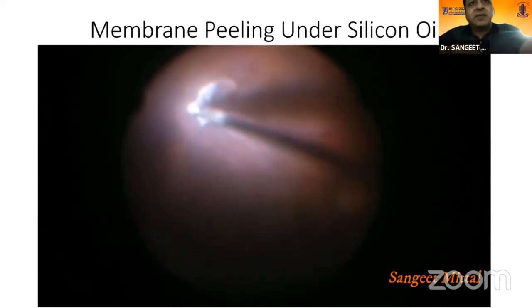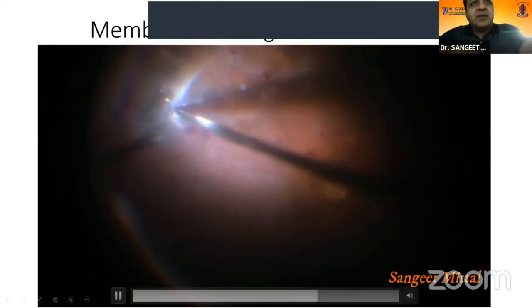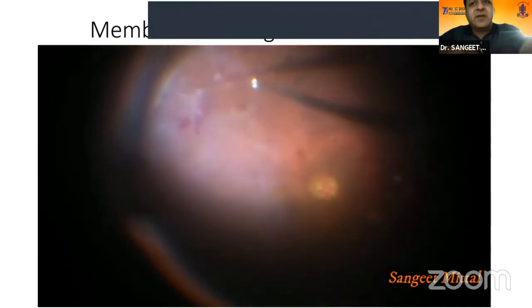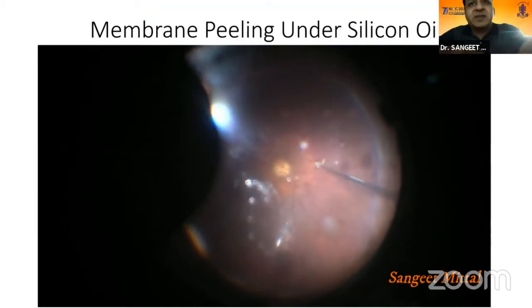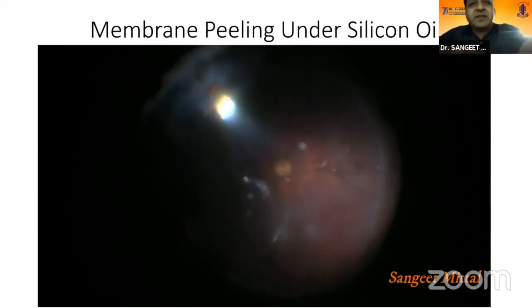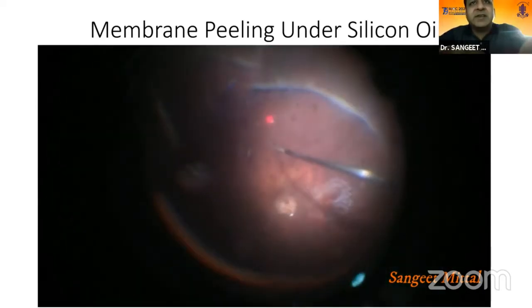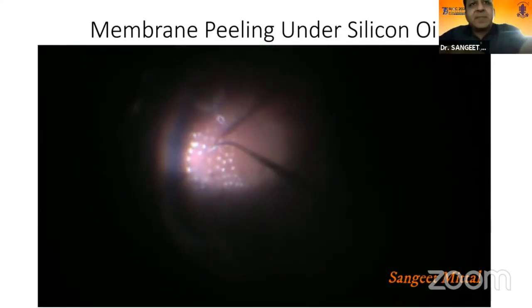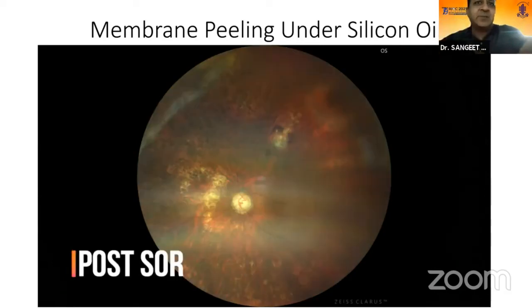And once you have done this, once all of the membranes are removed, you can use silicone oil, take a little bit of silicone oil and use the retinal fluid which is left behind, and do endolaser around this particular break that had happened during this. This is 6 weeks post-op. Patient retina detached with silicone oil now.